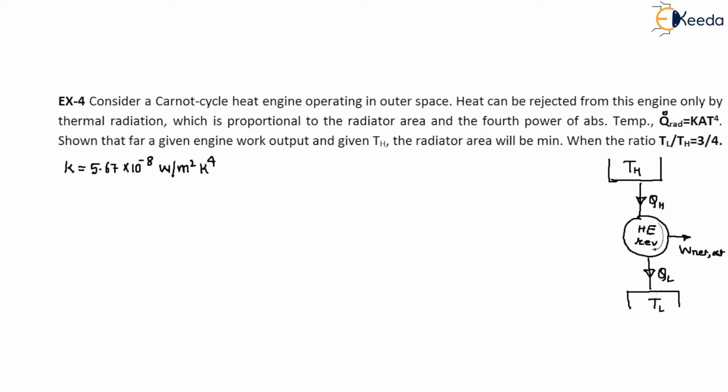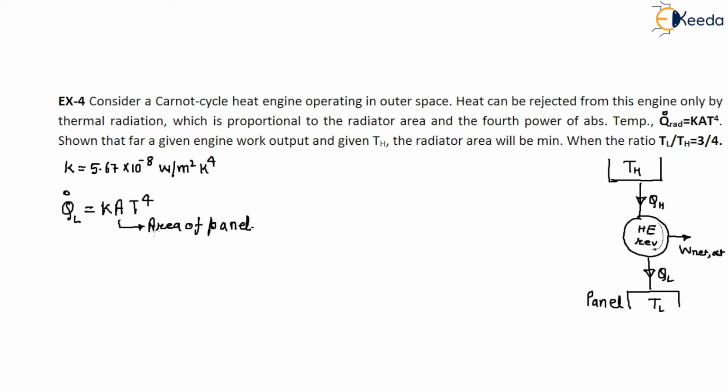This is your panel. The heat engine rejects heat QL to the panel at temperature TL, which is equal to the energy emitted from the panel to the surroundings by radiation. That means this is your radiation heat. So QL, the radiation heat transfer, is equal to K, the Boltzmann constant, times A times T to the power 4, where T is the absolute temperature. If A is the area of the panel, and K is the Boltzmann constant, which is given.